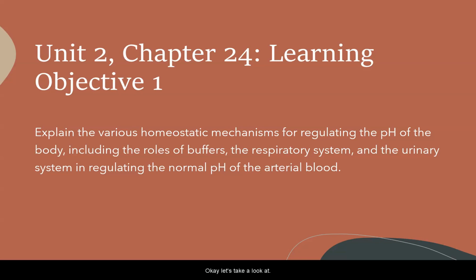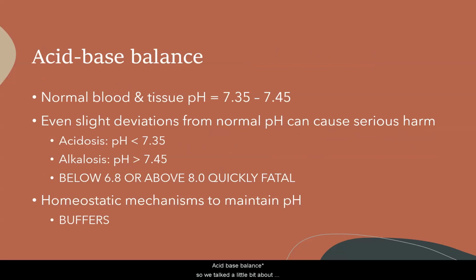Okay, let's take a look at our first slide here, where we will talk about acid-base balance. So we talked a little bit about pH and acids and bases in the last lecture, and it should come as no surprise to you that we do not want our blood and our tissues to deviate too far from the normal pH of around 7.35 to 7.45. Because even slight deviations from normal pH can really cause some serious harm.